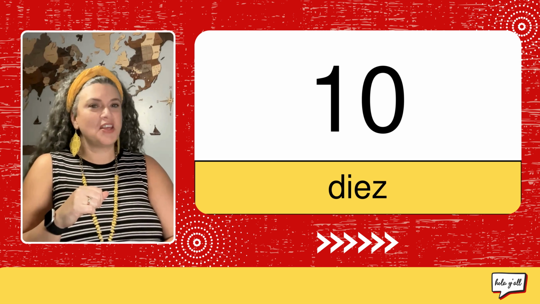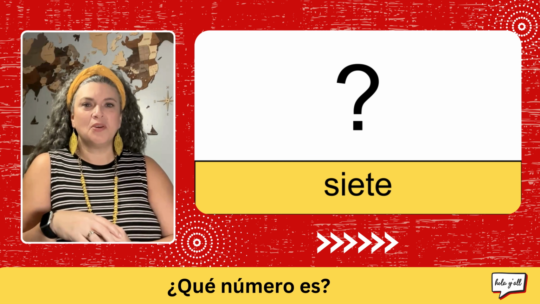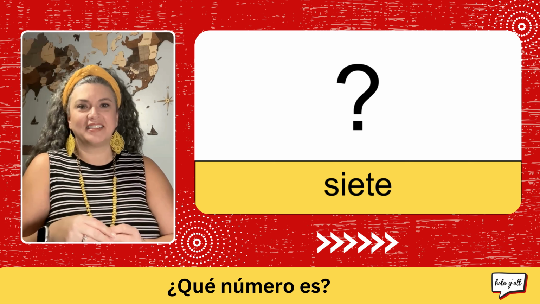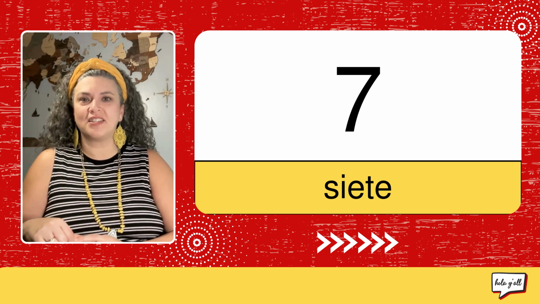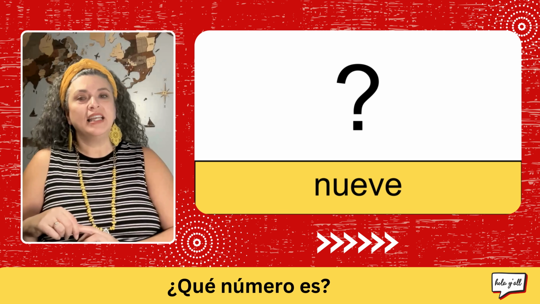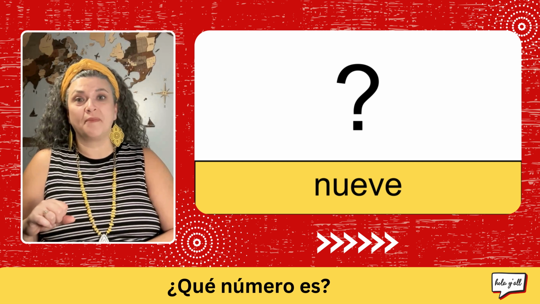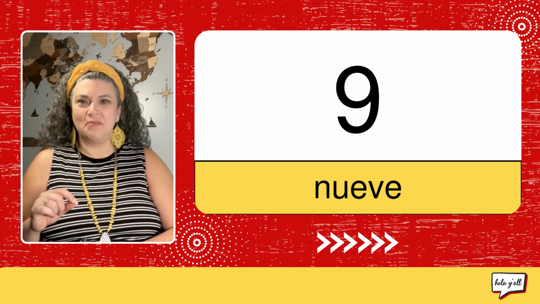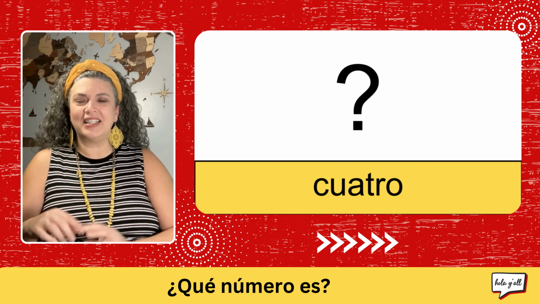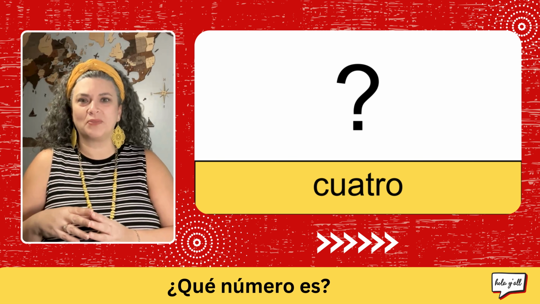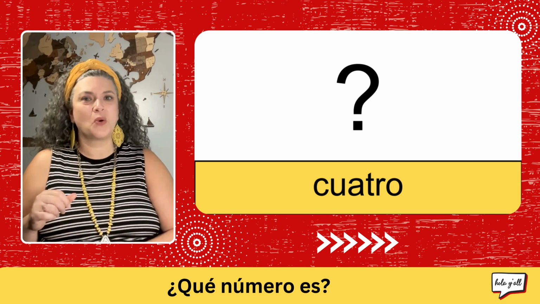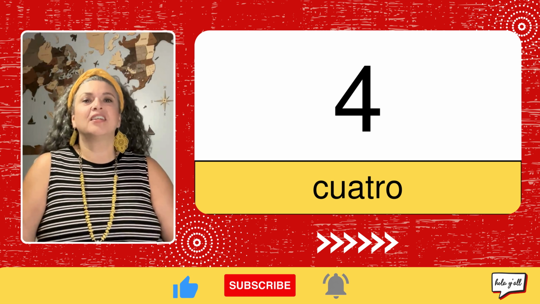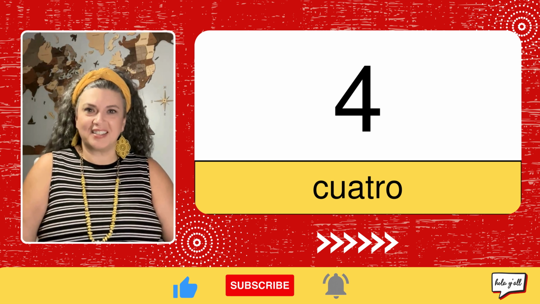All right, let's see if you got the next one. ¿Qué número es? Siete. Fantastic. Number 7. Siete is 7. ¿Qué número es? Nueve. Number 9. Very good. Last one. ¿Qué número es? Cuatro. Excelente. Cuatro is number 4 in English.